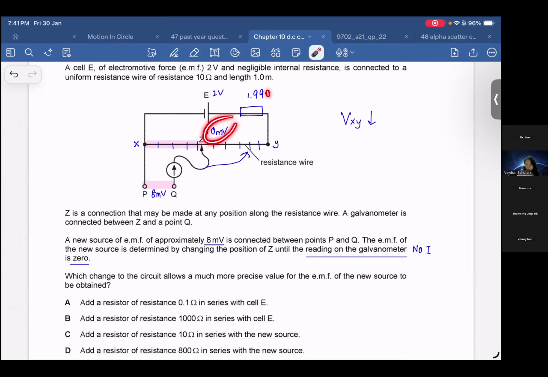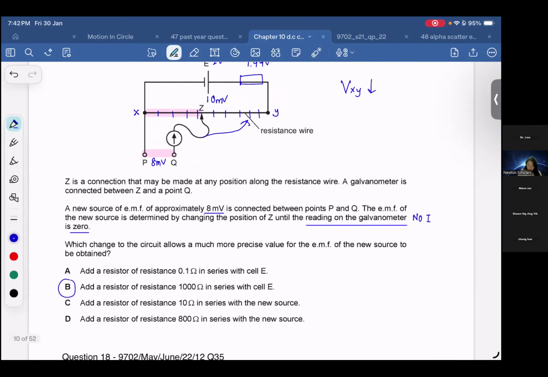This value, I just simply put only. I didn't really count. I just want to tell you the idea. We make this part voltage as small as possible. So how can we make this? We need to make a resistor outside here to get most of the voltage. So at here, the answer should be B.